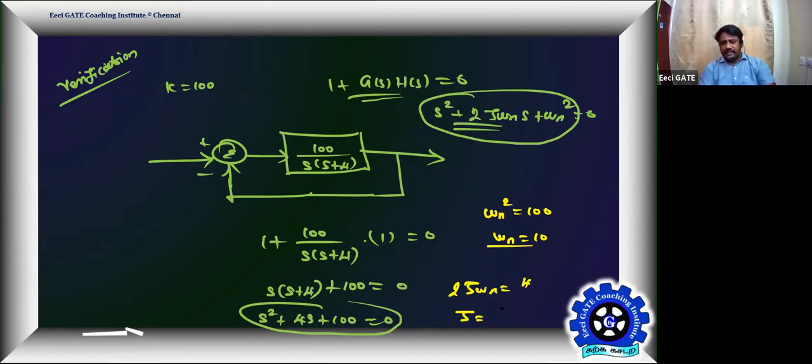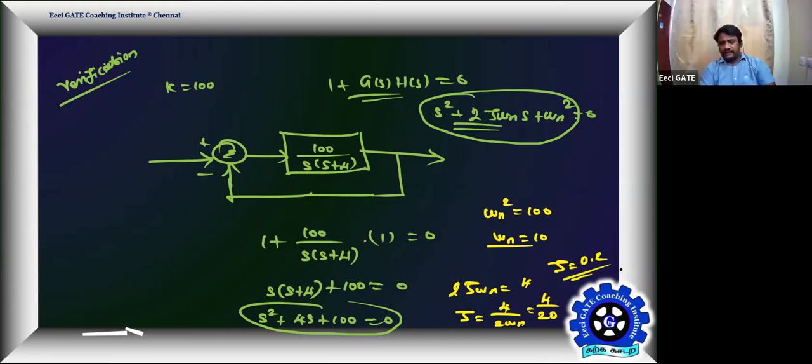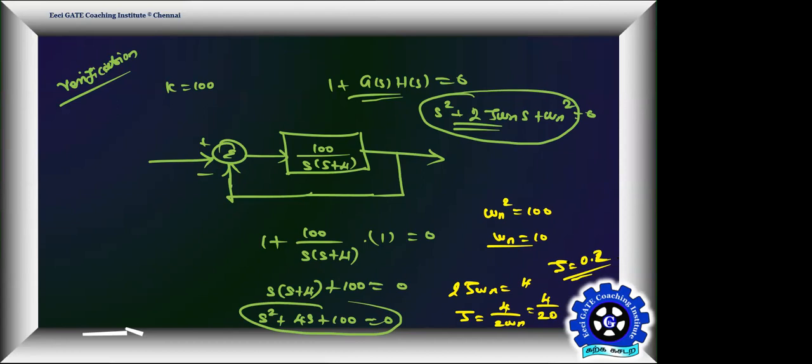What is zeta? Zeta equal to 4 by 2 omega n. Then what do you get? 4 by 20, right? Then automatically you'll get zeta equal to 0.2. Getting? Yes or no? Following, right? Fine, sir. Okay, yes, that's how.